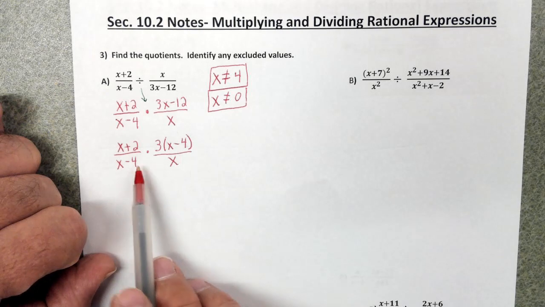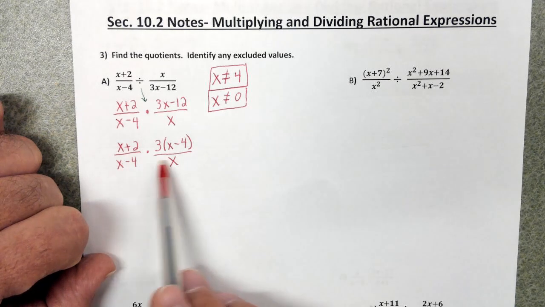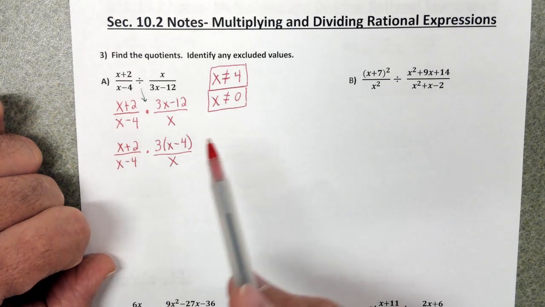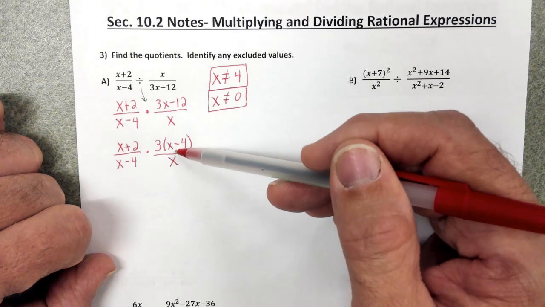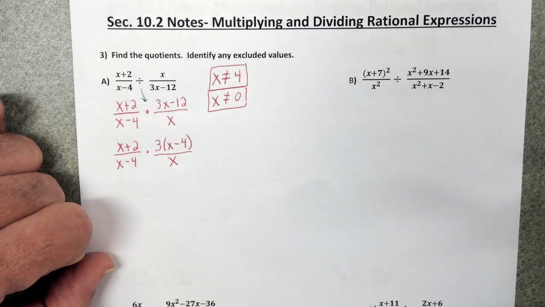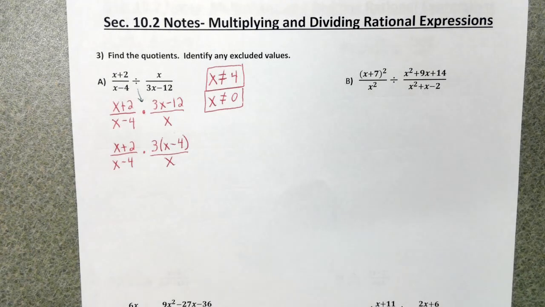But make sure when you're doing your excluded values, after you take the reciprocal, you have to take the denominator and the numerator of that right fraction. All right, so make sure you get that accounted for.